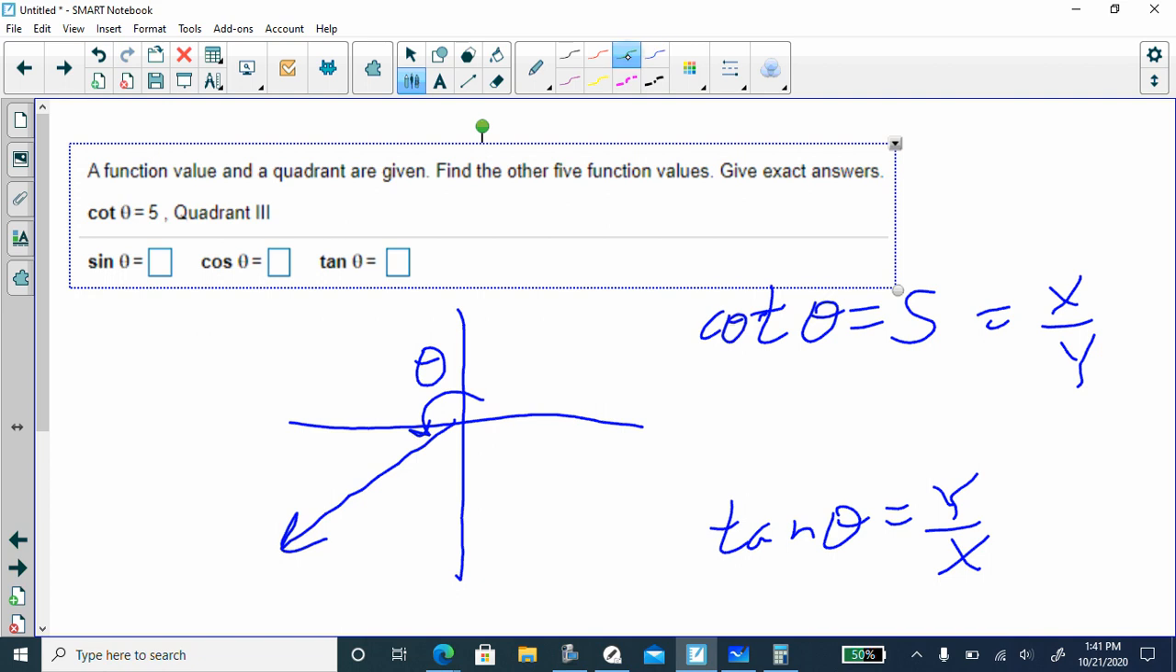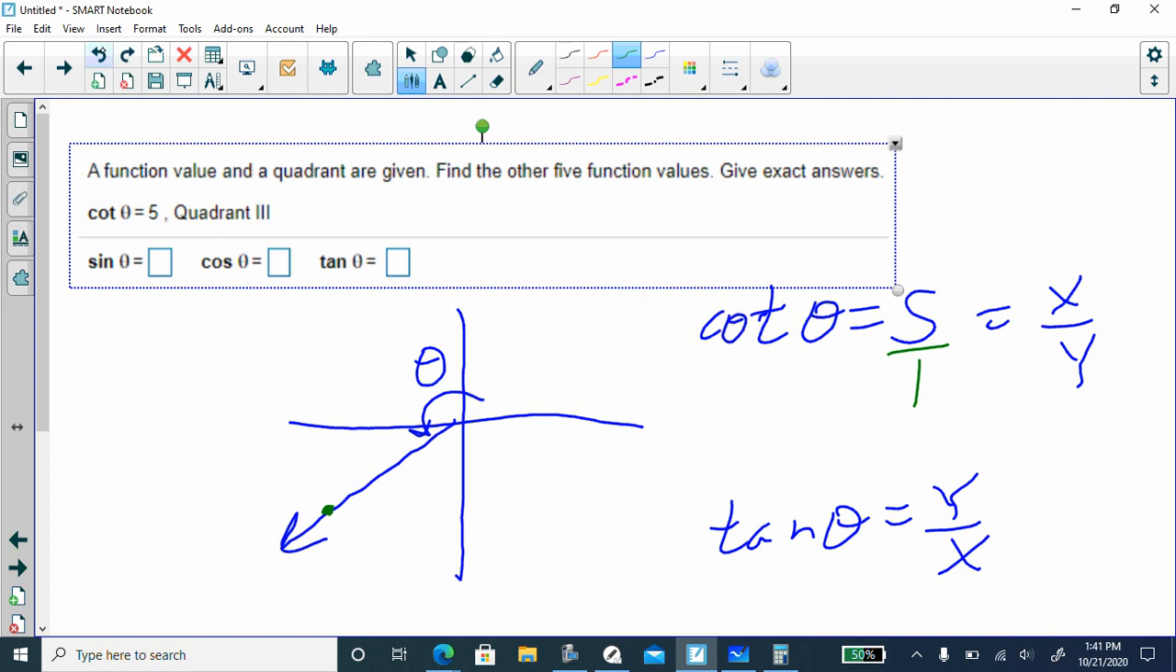What does this help us with? Well, if we know a ratio for cotangent, that will give us an x and a y that's on our terminal side. So if we pick a point, draw a point in the third quadrant, we need an x value of 5 and a y value of 1. But wait a minute, if x is +5 and y is +1, wouldn't that be in the first quadrant?